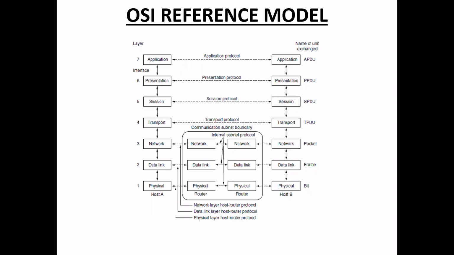This presentation layer is used to convert data from one format to another format. The first function is translation: converting the data from one format to another format. The second function is encryption or decryption. And the third function of the presentation layer is compression.